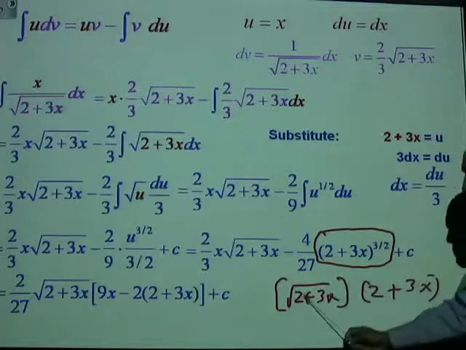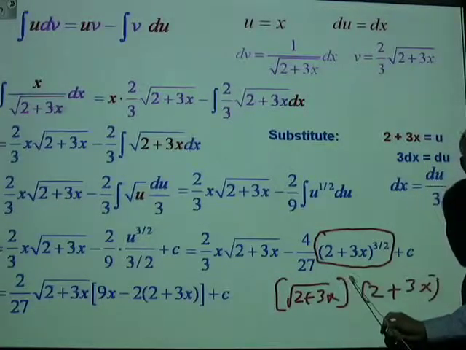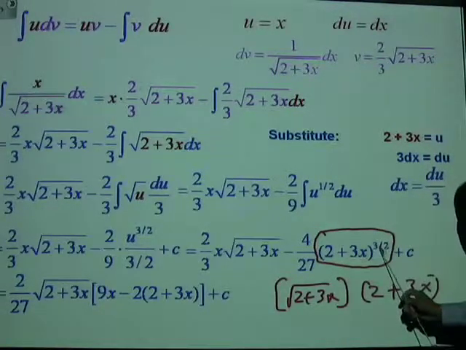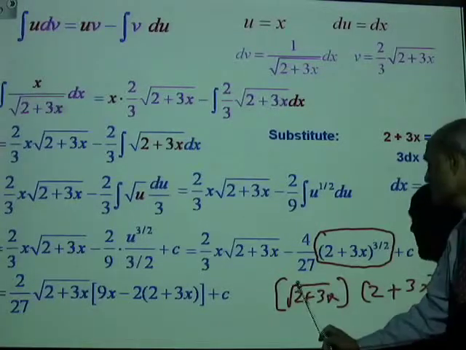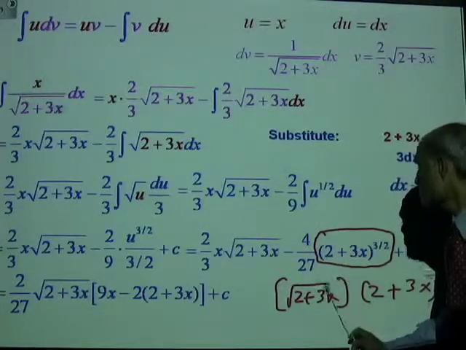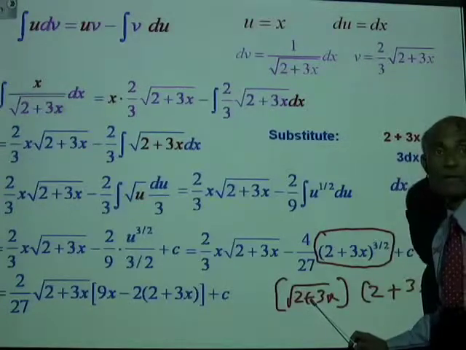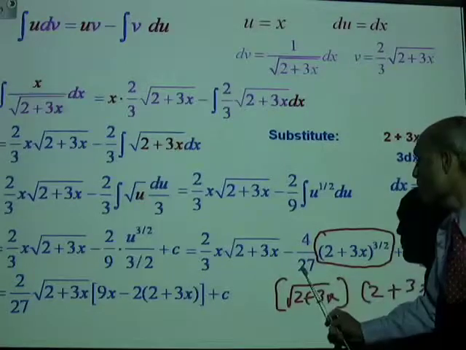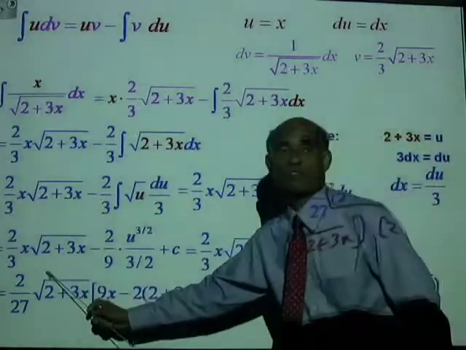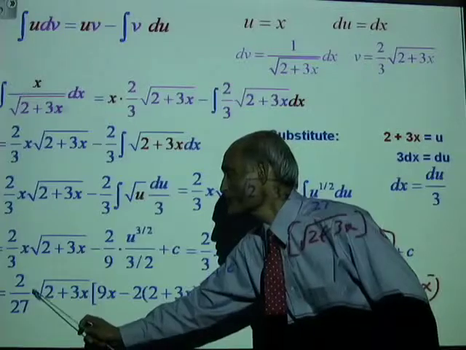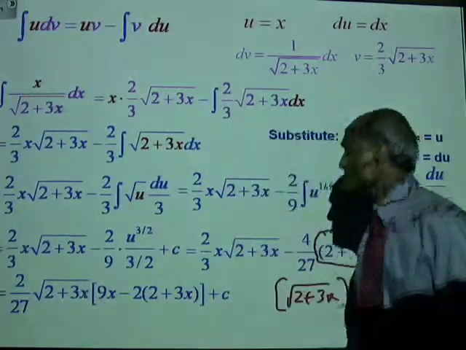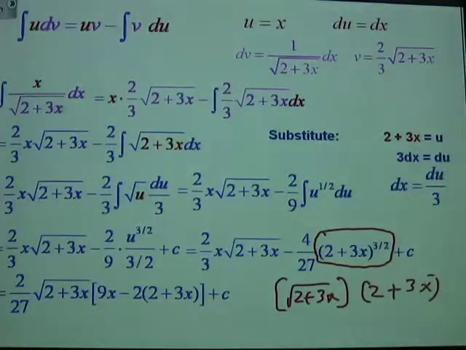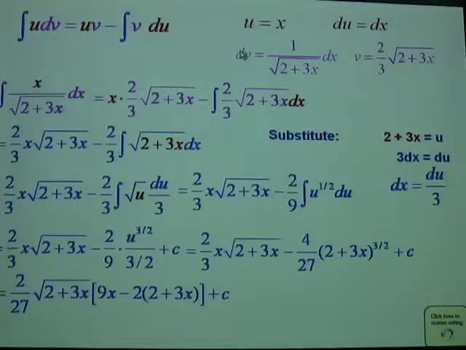Because (2 + 3x) to the power of 1/2, 1/2 plus 1 is 3/2. So I can actually factor out a square root of 2 plus 3x from there. And is there anything else? Also a 2 over 27. So I'm going to factor out a 2 over 27 square root 2 plus 3x and see what is left after factoring that out. What is left in here?